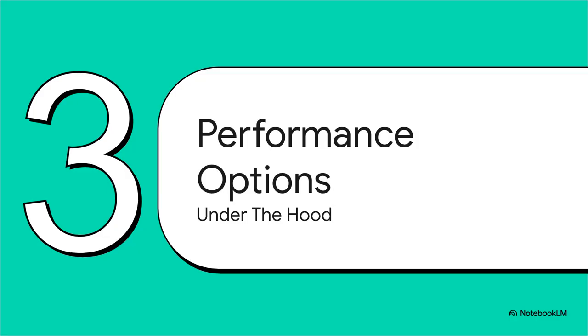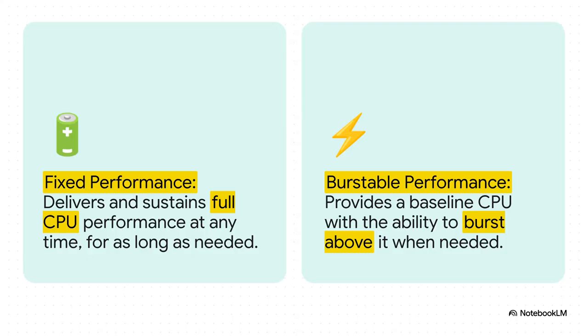All right, so we can pick our vehicle and we can read the model number. Now let's pop the hood and take a look at the engine, the different performance options that you have. You've basically got two choices. Fixed performance instances are like a powerful V8 engine that's always on, ready to deliver 100% of its power at any moment. Then you have burstable performance instances, which are usually the T family.